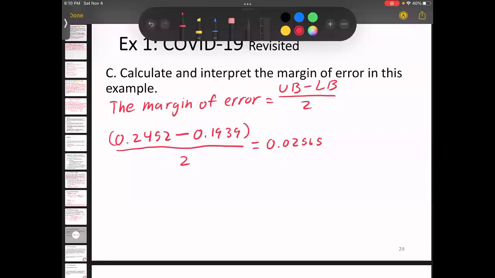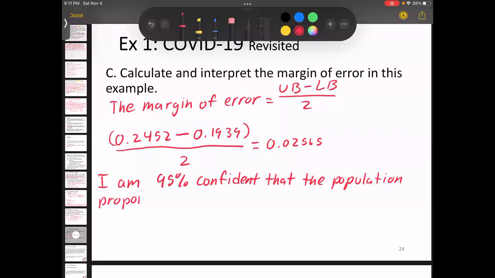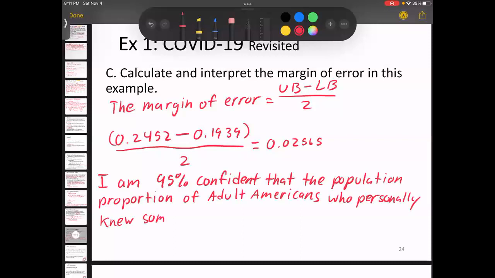Okay, so it goes like this. I am 95% confident that the population proportion of adult Americans who personally knew someone with the novel coronavirus.